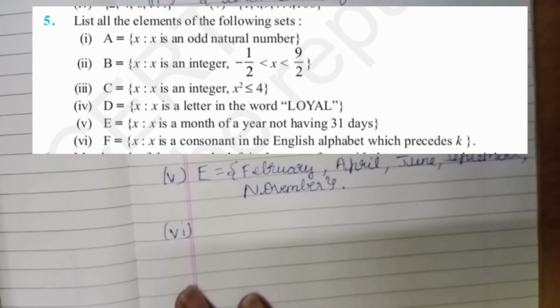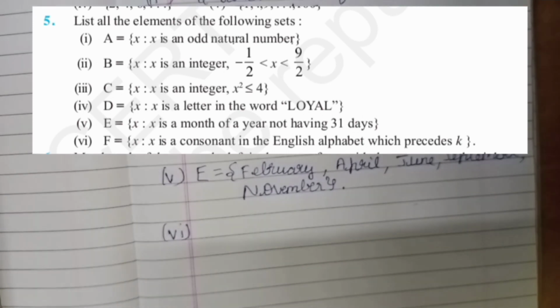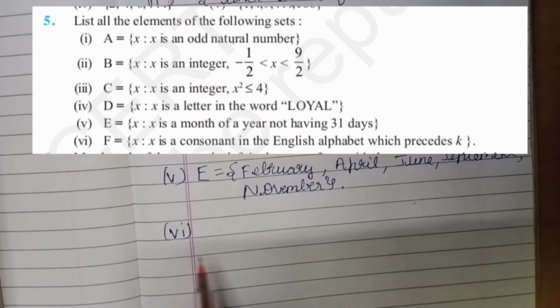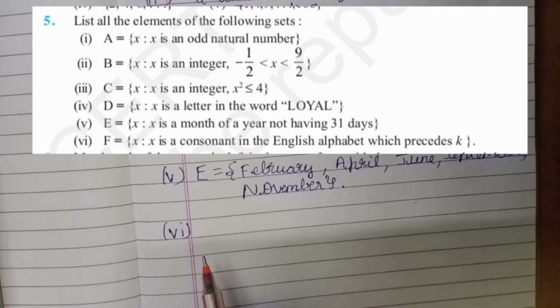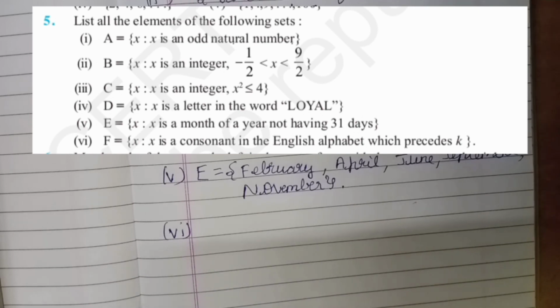Sixth question, F is equal to x such that x is a consonant in the English alphabet which precedes K. It should be a consonant and it should precede K. Precede K means it should be before K; after K, or K, are not considered as an element of the set.